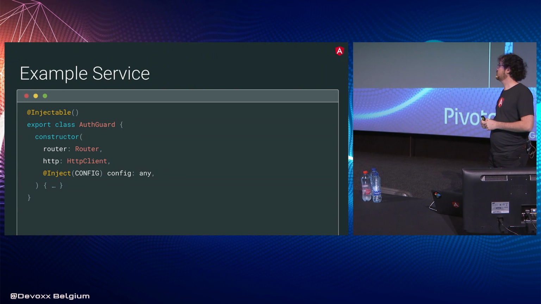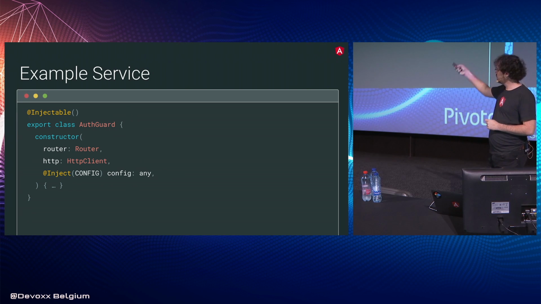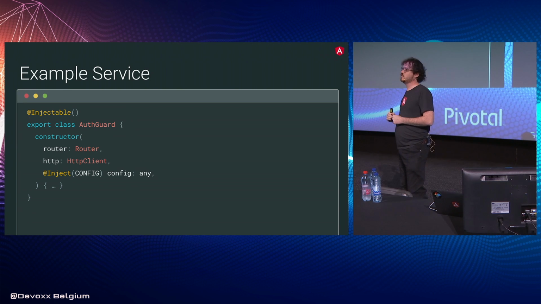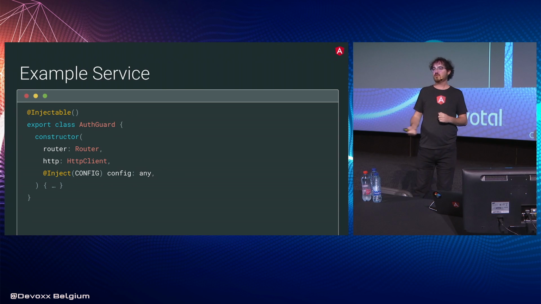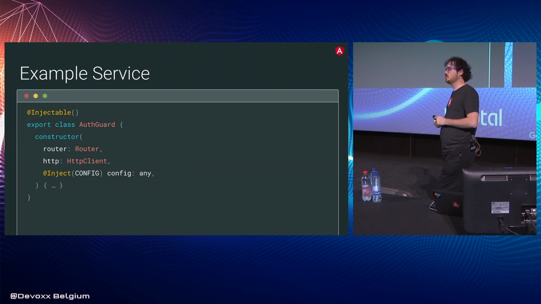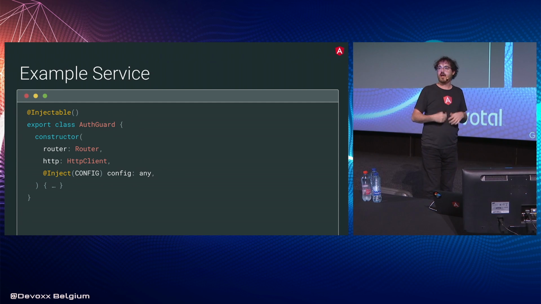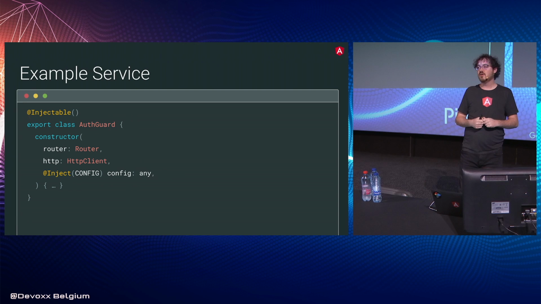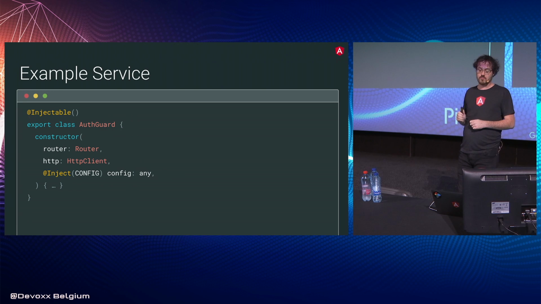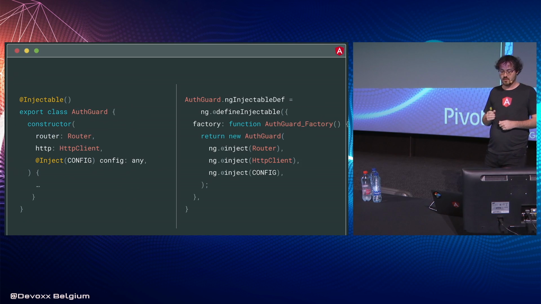So here's our example service class that we're going to use. This is an authentication guard for our router, and it injects a couple things. It injects the router, it injects the HTTP client, and this configuration object using an @inject. And you might imagine this guard would have logic like this. When the user tries to navigate to a particular route, it'll check the configuration to see what permissions are required for that route. It'll then use the HTTP client to ask the server, does the user have those permissions? And if the user doesn't, it'll use the router to navigate away. What Ivy's going to do is compile this @injectable decorator to an ng injectable def field. Let's see what that looks like.